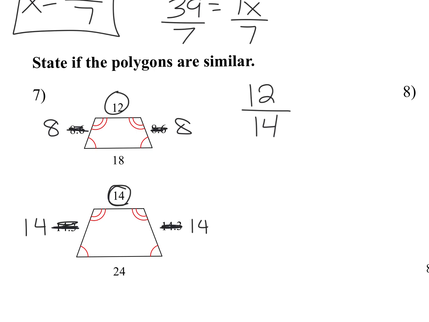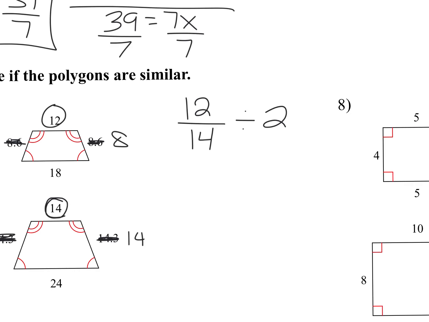Right. You divide it by a like term. Yep. Which is what? 2. Which you get what? 12 divided by 2 is 6 over 7. Good. Joe, which one did you say? Close.